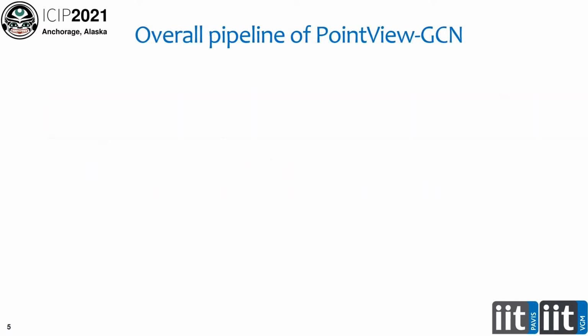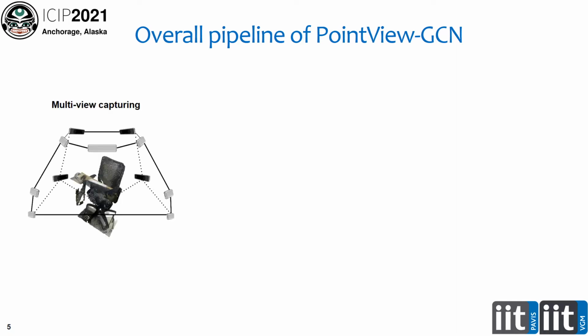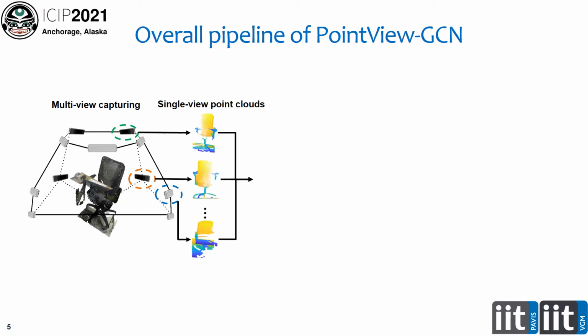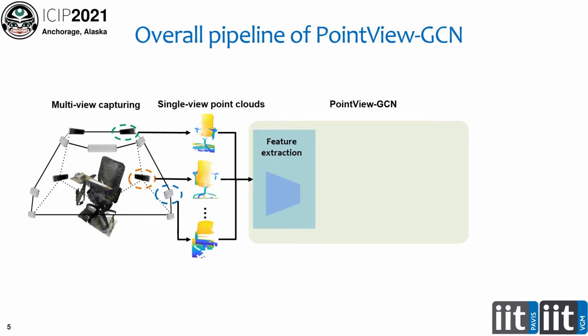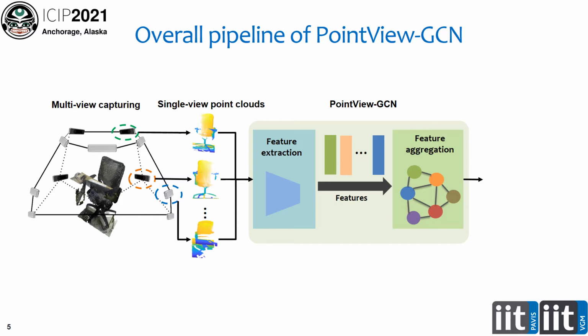Here is our overall pipeline of PointView-GCN, where we first capture multi-view partial point clouds by RGBD cameras which are virtually generated around the object. Then we feed each partial point cloud to the backbone network in order to learn and extract a feature from them. Finally, we apply a multi-view graph convolutional network on a view graph to aggregate the extracted features for shape classification.